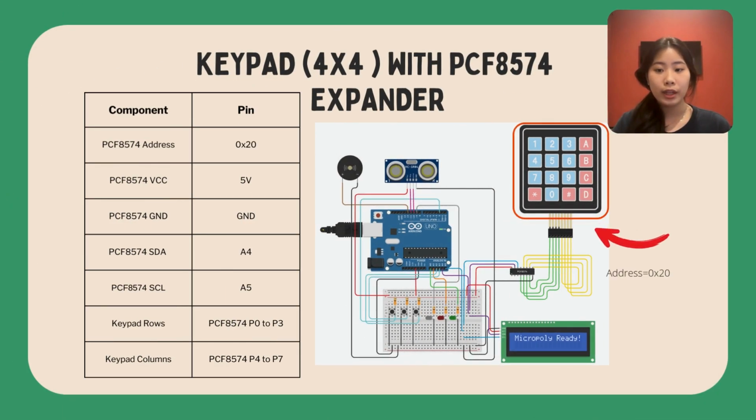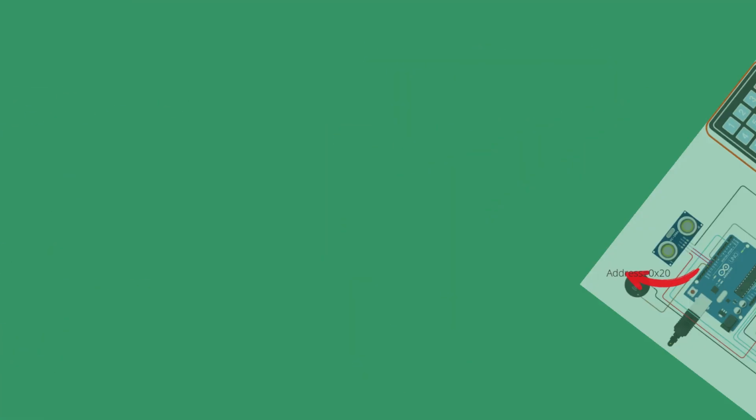Keypad for time flow metric, we have PCF8574. So first we have to locate the address of the PCF8574, which is 0x20. Then we connect VCC and ground. SDA will connect to A4 and SCL will connect to A5. And keypad rows will be P0 to P3 and keypad columns will be P4 to P7.